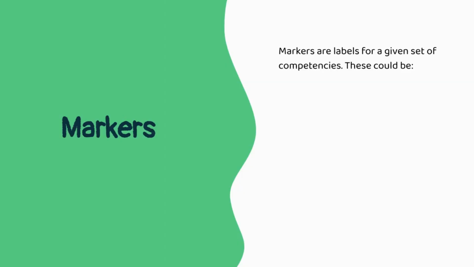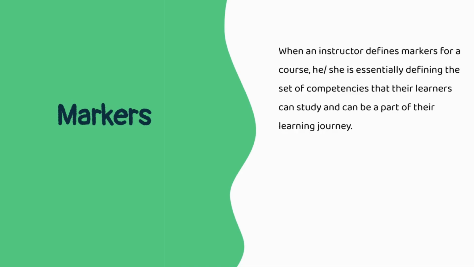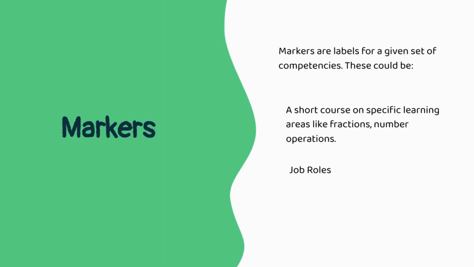Let us now understand what markers are. Markers are labels for a given set of competencies. These could be a short course, a job role, and so on. When an instructor defines markers for a course, he or she is essentially defining the set of competencies that their learners can study and can be a part of their learning journey.